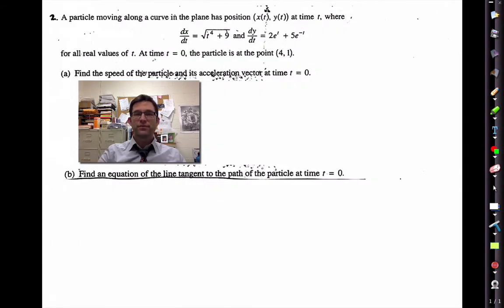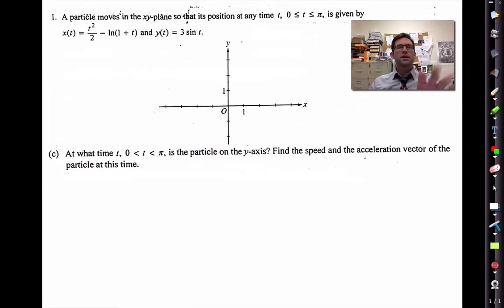All right. Uh-oh. Too many places. So I decided to just restate the original, and in fact I'm going to redraw the graph really quick so that we have it. Something like that. All right, let's take a look at C. It says, at what time t between 0 and pi? Notice that they've left off the equality now. That's kind of interesting. Or is it? At what time is the particle on the y-axis? Find the speed and the acceleration vector. It's really the acceleration vector, the speed's not a vector, of the particle at this time.